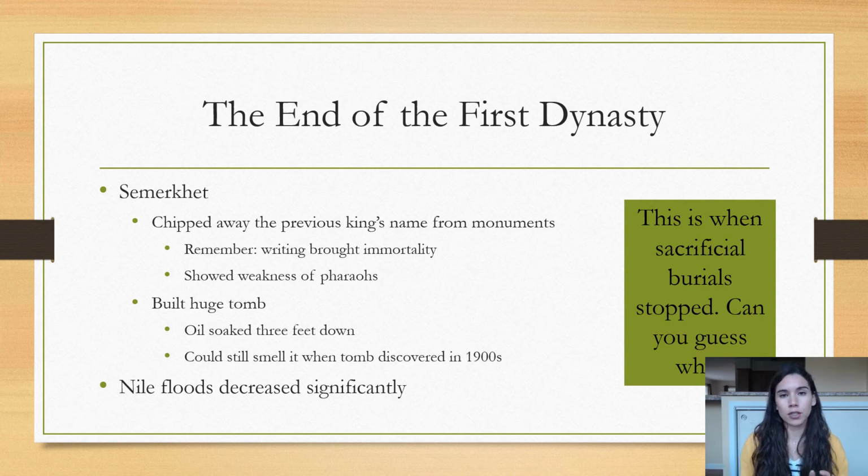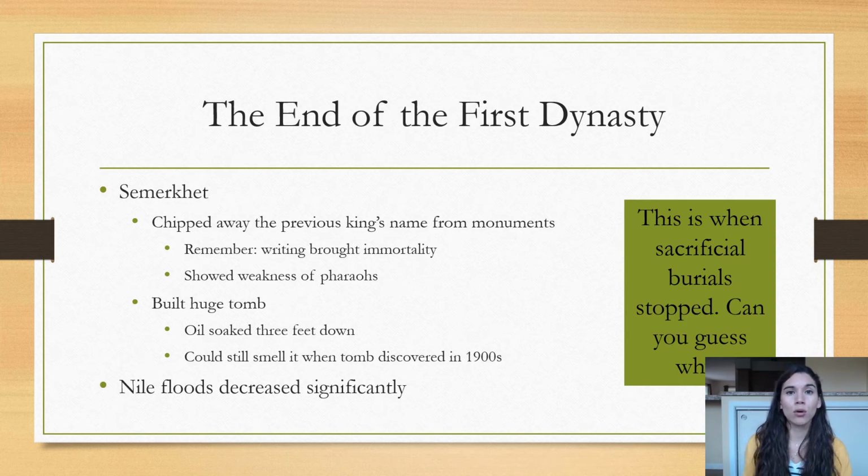So the end of the First Dynasty happened when Samarkand decided he was going to chip away the previous king's name from the monument. Samarkand was the last king of the First Dynasty. So he chips away the king's name from the monument. And remember when we talked about Egyptian hieroglyphics, that they believed writing brought power, brought life, brought immortality, and to deface their monuments, to take away their names, was essentially almost killing them.